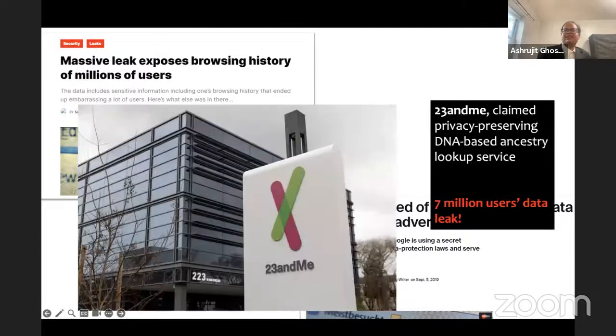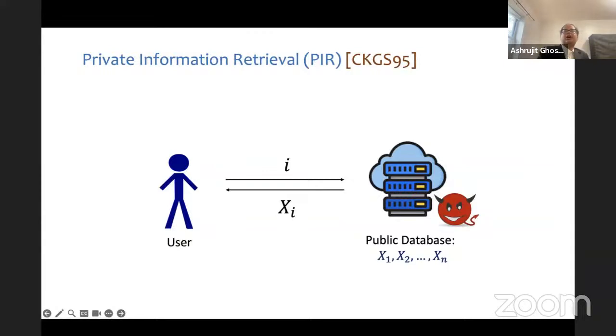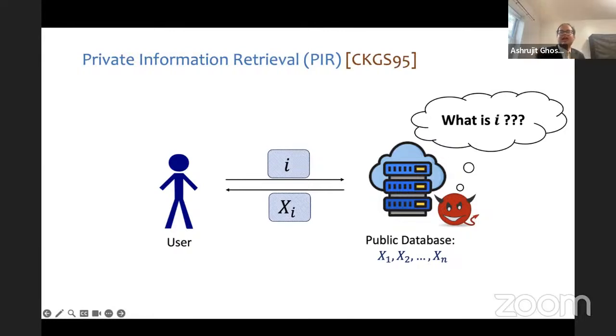Even something like genetic data that cannot be changed has been leaked of late. In such a scenario, plain information retrieval from servers is not a very satisfactory solution. To prevent such scenarios where the server learns what the user looks up in a database, Chor, Goldreich, Kushilevitz, and Sudan introduced the notion of private information retrieval, which is abbreviated as PIR. This is a cryptographic mechanism to retrieve the ith bit of the database that is stored on some server without the server learning what i is.